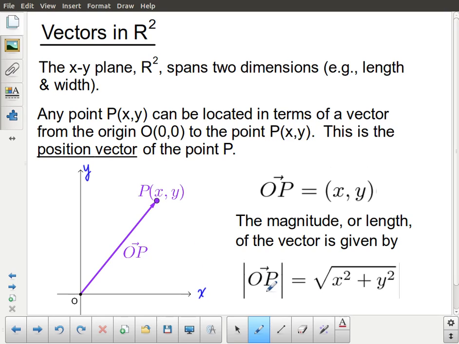The length of that vector is found using the distance formula essentially, and it's just Pythagoras' theorem. We have a right triangle here. So if I were to drop that down, this is a y value and this is an x value, and the length of this hypotenuse is given by the square root of x squared plus y squared.